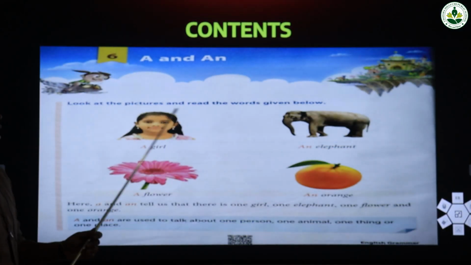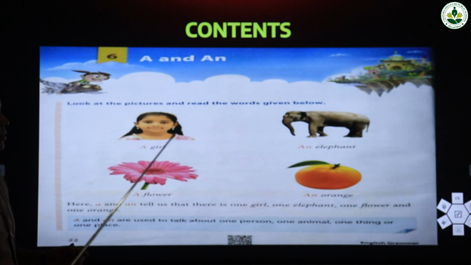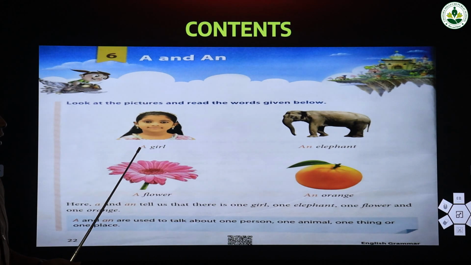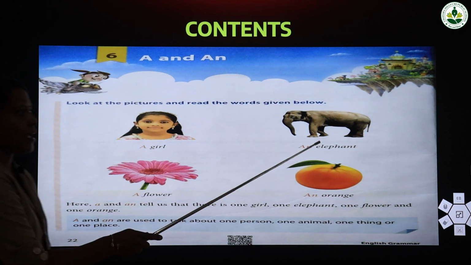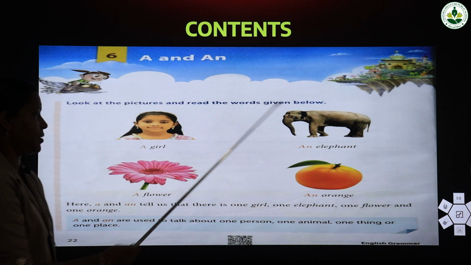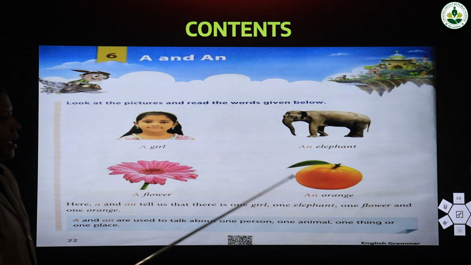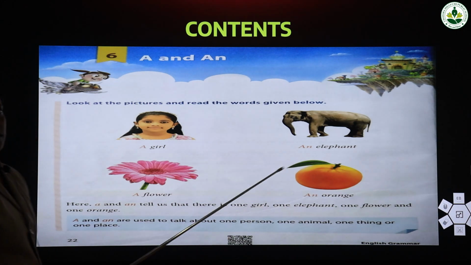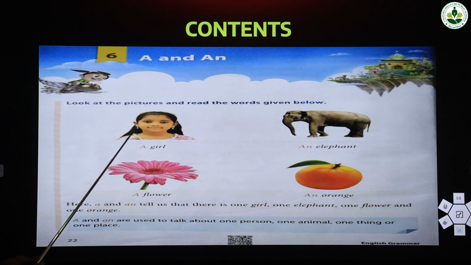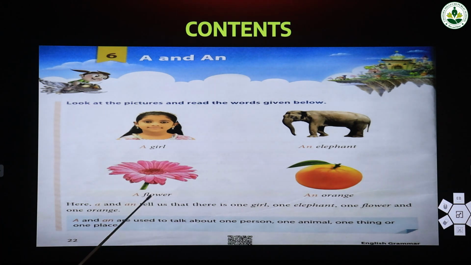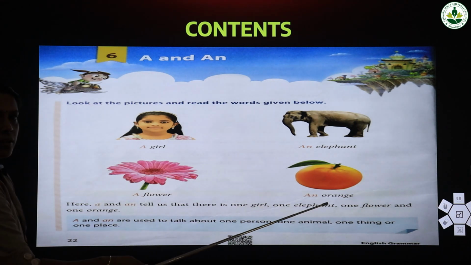Look at the picture and read the words. Here, please read this. What is it written here? A girl. An elephant. A flower. An orange. So read again. A girl, an elephant, a flower, an orange.